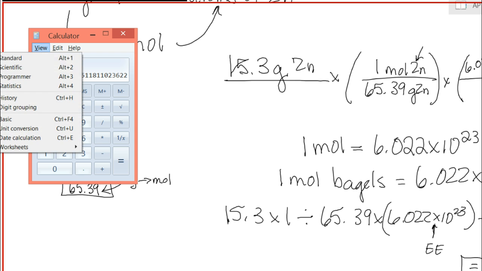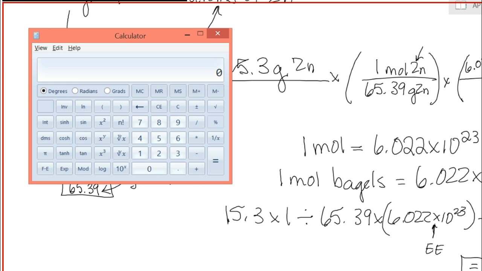Okay, let's get to my scientific calculator. So I'm going to take 15.3 times 1 divided by 65.39 times, I'm going to put a parentheses around it, 6.022. Don't know where the E button is here. I'm going to guess it's that. Yeah, there we go. 23. Close parenthesis. Divided by 1, which I'm not going to do.